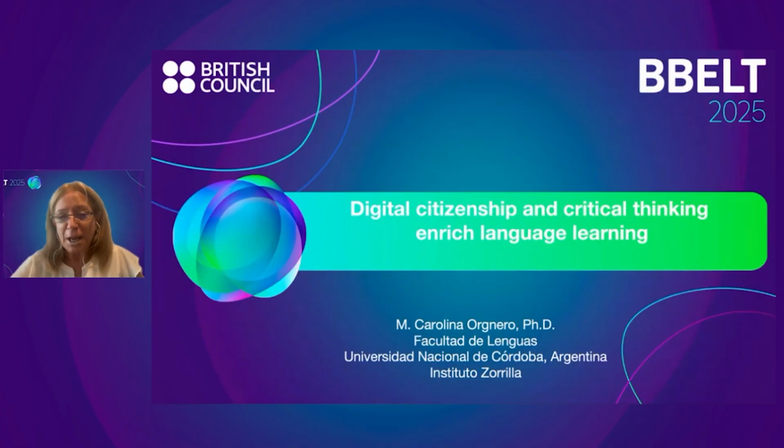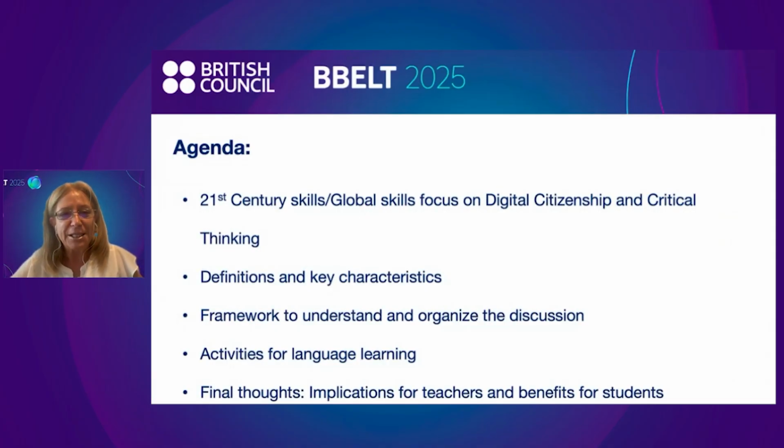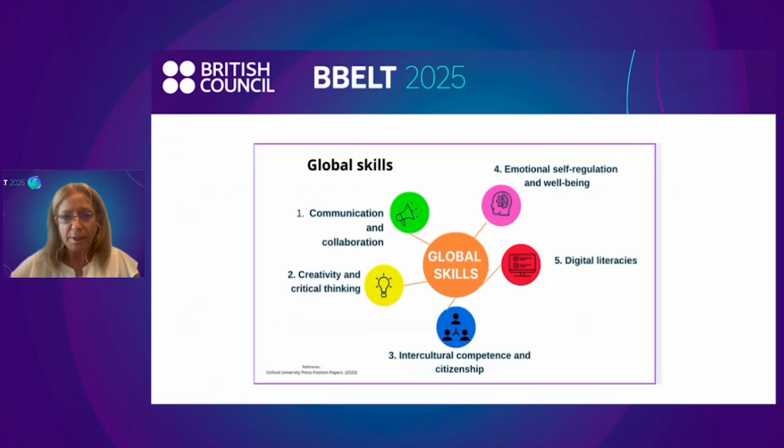And the title of the presentation also helps us shape the agenda that we're going to be discussing today. We're going to be focusing on digital citizenship and critical thinking as examples of 21st century or global skills. We're going to work on definitions and key characteristics, and then we're going to discuss a framework that is going to help us understand and organize the discussion. We're going to engage in activities for language learning, and we're going to wrap up the session discussing implications for teachers and benefits for students.